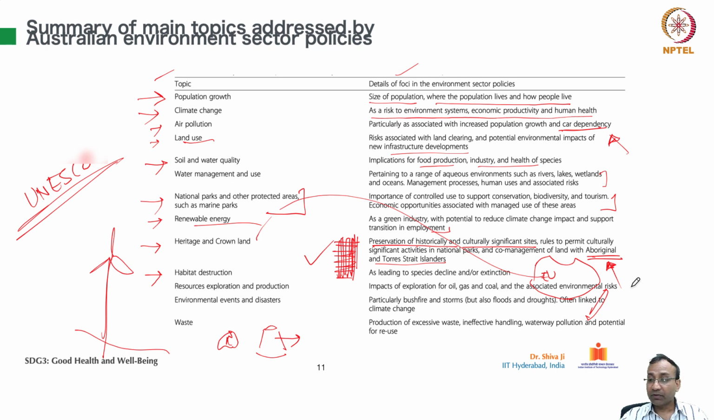Habitat destruction is leading to species decline and extinction. We saw there are thousands of species on the brink of extinction. How can we stop that?